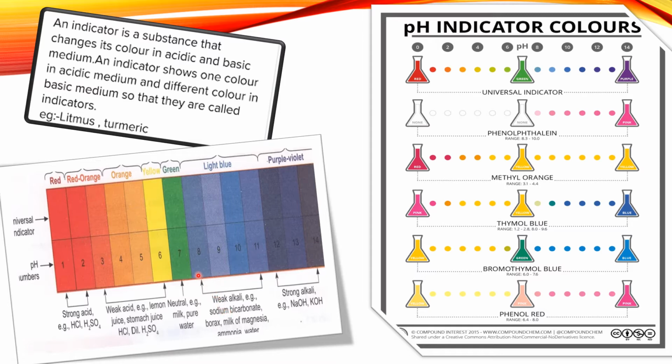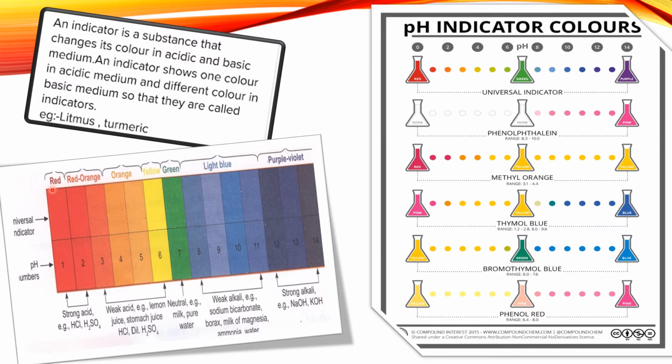Next one, from 8 to 11 ranges weak alkali. For example, sodium bicarbonate, Na2CO3, milk of magnesia, borax, ammonia water, etc. And from 10 to 14, strong alkali, that is sodium hydroxide, potassium hydroxide, etc.